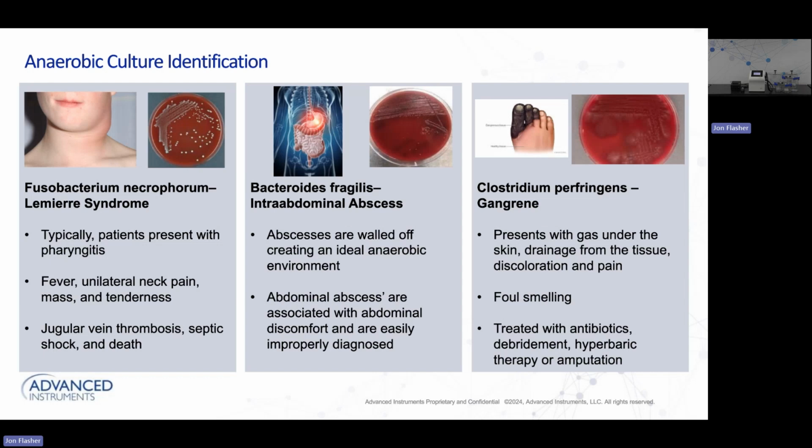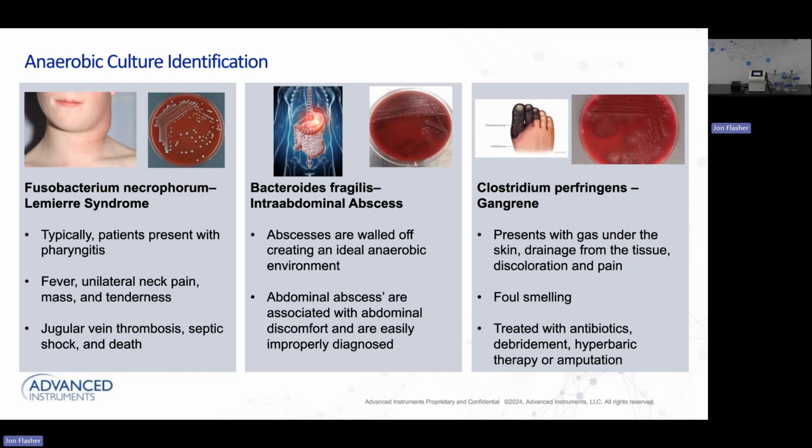And then there's things like Bacteroides fragilis. These usually like to persist in abscesses. They hide themselves walled off in an abscess, which is great for creating those anaerobic environments. They're typically associated with abdominal discomfort and are very easily improperly diagnosed. So this is something that may be down at the bottom of the list of things your providers are investigating. It's really important that we have the right tools to give them those results quickly when we identify something like this in our patient's GI tract.